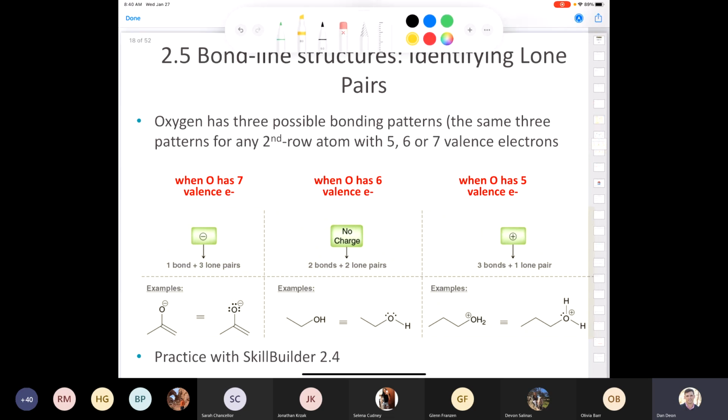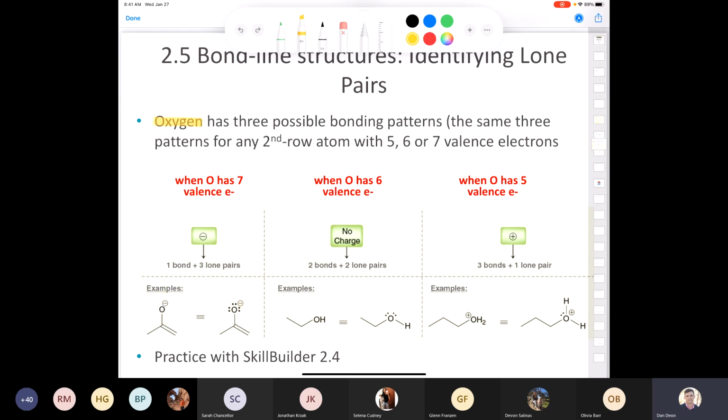We're talking all about oxygen, right? Oxygen has 3 possible bonding patterns, the same 3 patterns for any second row atom with 5, 6, or 7 valence electrons. Anyhow, if we look on the far left of this table, you see that when oxygen has 3 lone pairs and 1 bond, it's going to have a -1 charge. Okay. You also notice that right here they left the lone pairs out.